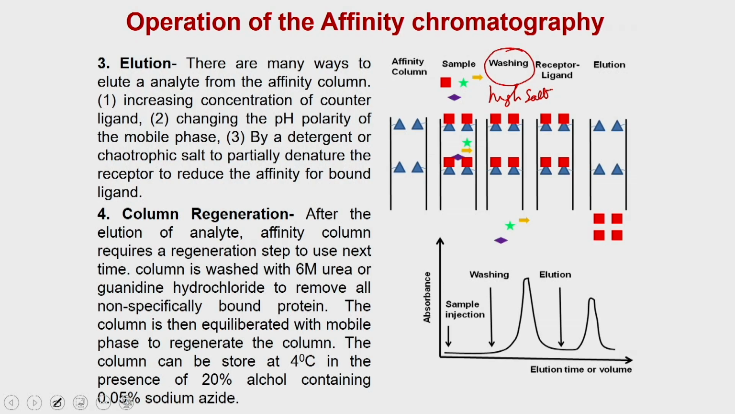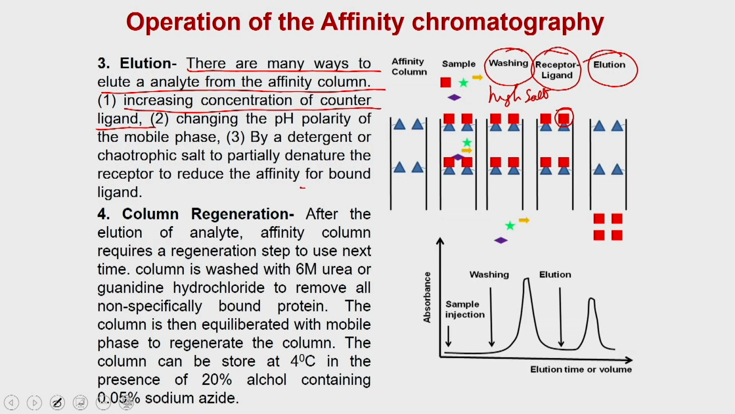Once you have done that, the receptor and ligand complexes are going to form, and they are the only thing present. Then you can do an elution step. There are many ways to elute the analyte from the affinity column. You can increase the concentration of the counter ligand, which means the ligand you are using, the one along with which the protein is being overexpressed. You can use that ligand alone in an increased quantity.